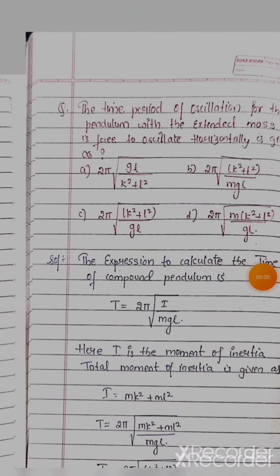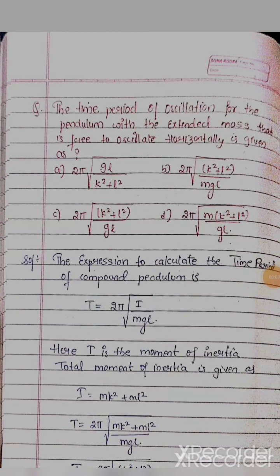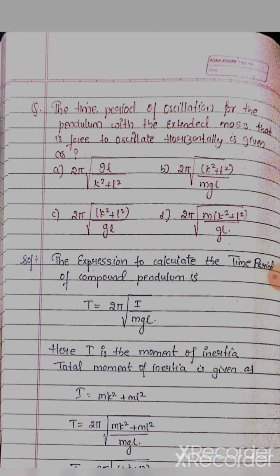Okay. So, let's move on to the next question. The question states the time period of oscillation for the pendulum with an extended mass that is free to oscillate horizontally is given by. Here from the question it is clear that with the help of the standard time period formula for the compound pendulum, we have to find it for the extended mass which is free to oscillate horizontally.